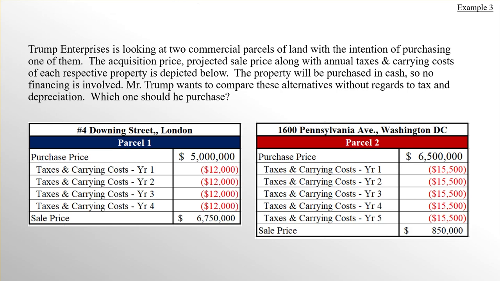Moving on to example 3, which involves target yield and purchase price correction. Trump Enterprises is looking at 2 commercial parcels of land with the intention of purchasing one of them. The acquisition price, projected sale price, along with the annual taxes and carrying costs of each respective property is depicted below. The property will be purchased in cash, so no financing is involved. Mr. Trump wants to compare these alternatives without regards to tax and or depreciation. Which one should he purchase?